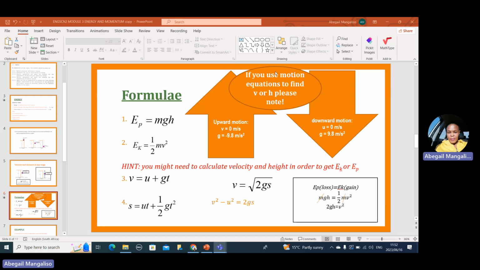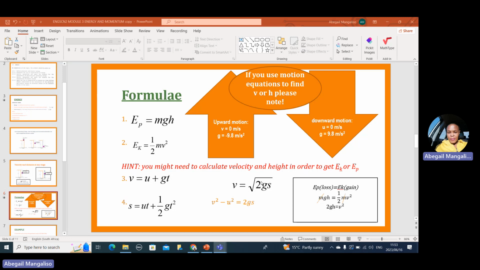Now, when it comes to equations of motion, you need to remember if it's going up, g is negative 9.8, and the V at maximum height will be 0. But if the object is going down, the initial velocity will be 0, and the final velocity won't be 0. Gravitational acceleration will be positive 9.8.